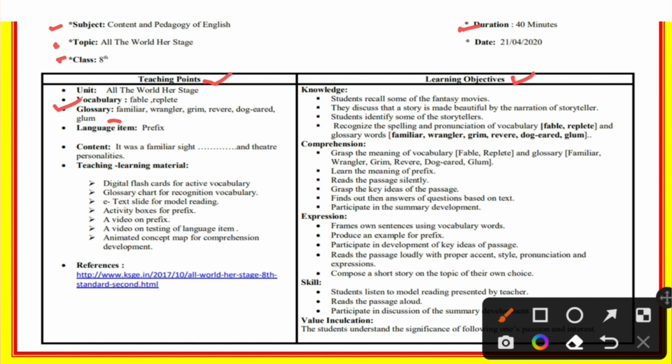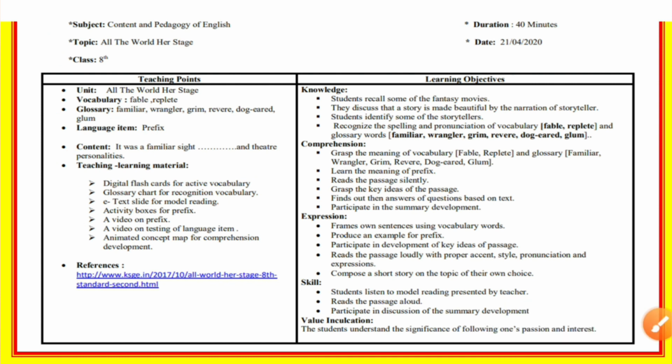For this lesson to be taught, language item is prefix. Then later, you can present a screenshot of the passage to be presented for this particular class. Under this, I have presented the teaching learning materials such as digital flashcards, digital glossary chart, videos, etc. You can take a screenshot of each of the slides for better experience. Then here you can just paste the link of the reference website.